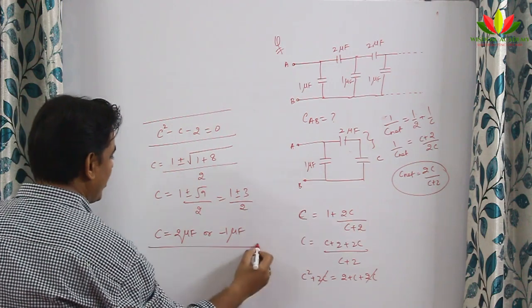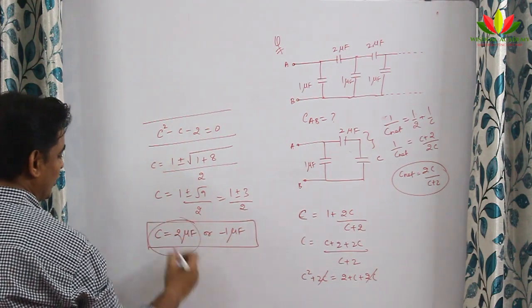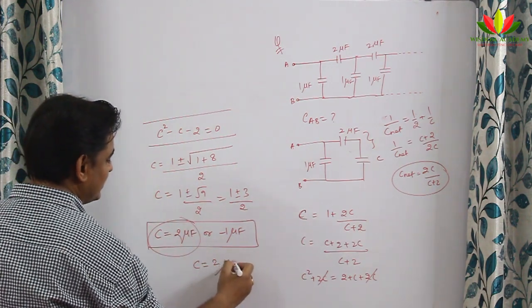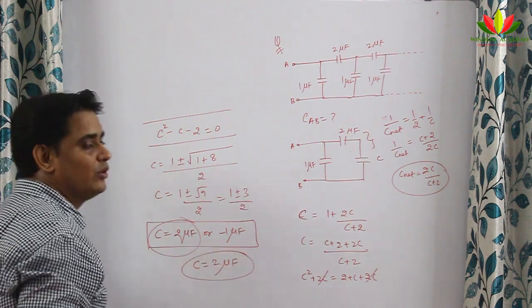See, the capacitance cannot be negative. So the answer is 2 microfarad. So the net capacitance between these two things is 2 microfarad.